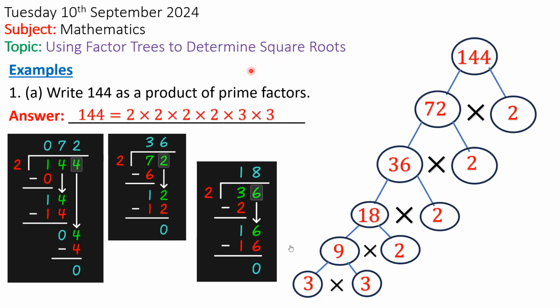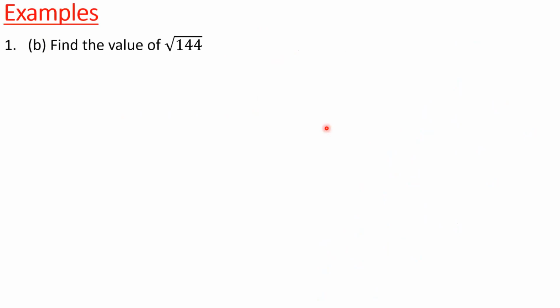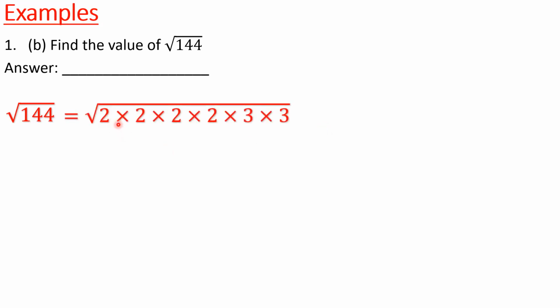Okay, so we know the prime factorization of 144. Next question says, find the value of the square root of 144. This is where it becomes interesting, right? We have to remember that 144 is equal to what? 2 times 2 times 2 times 2 times 3 times 3. How do we know that? Because we do the factor tree. Exactly. We just figured that out, right?